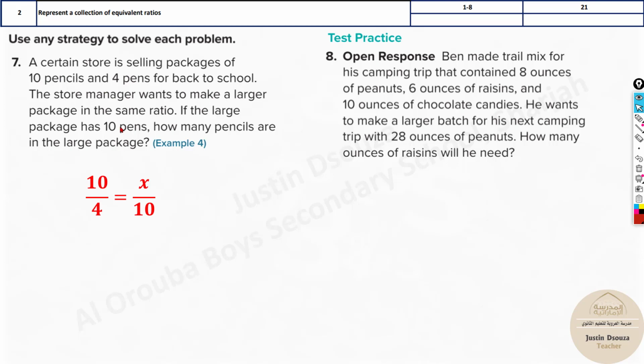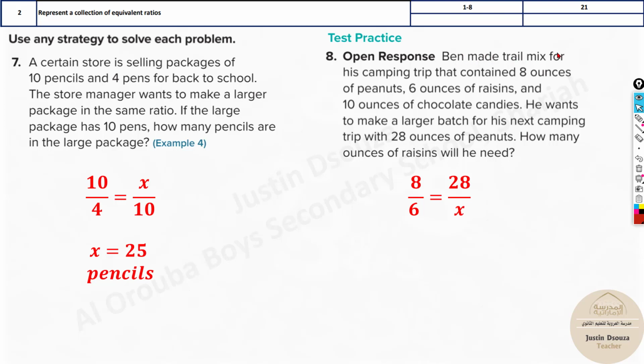Here it is 10 by 4. But now we don't know how many pencils, but we know 10 pens. So cross multiply, solve it. Even over here, 8 by 6. And now, okay, let us quickly read this because this is an open response.